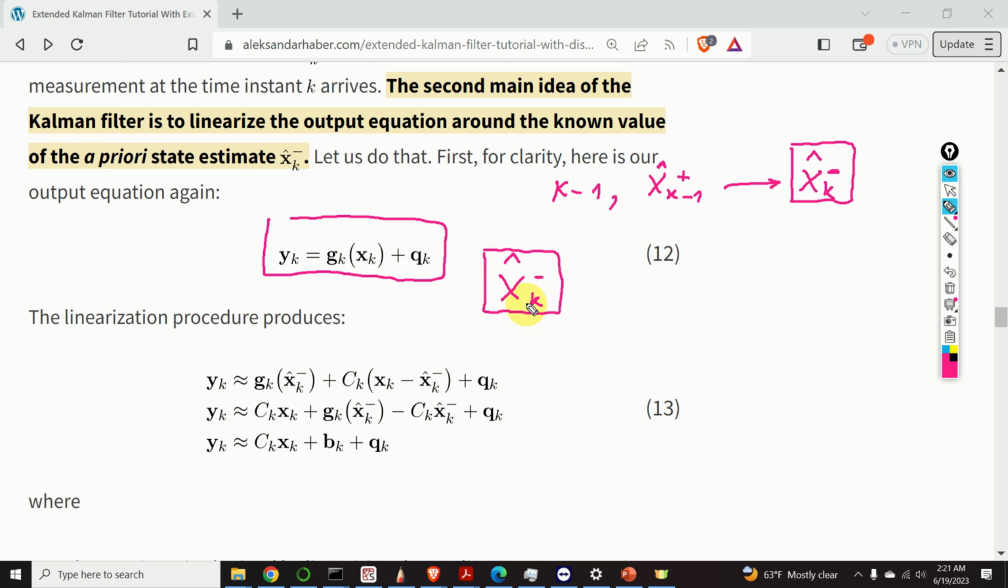Again, by using the Taylor series expansion and by keeping only the first order terms, we obtain this equation. We can rearrange this equation to obtain the second form of this equation. And here it's very important to emphasize that C_k is actually the Jacobian matrix of our function g_k. Finally, by grouping these two vectors in a single vector called b_k, we can obtain the linearized output equation. And here it's very important to emphasize that the vector b_k is perfectly known before the time instant k.